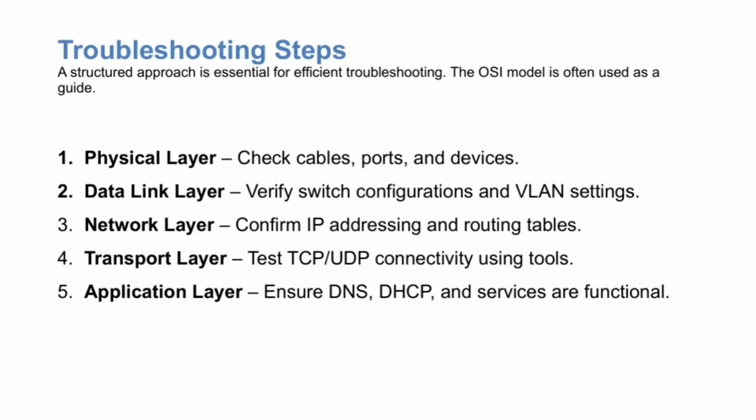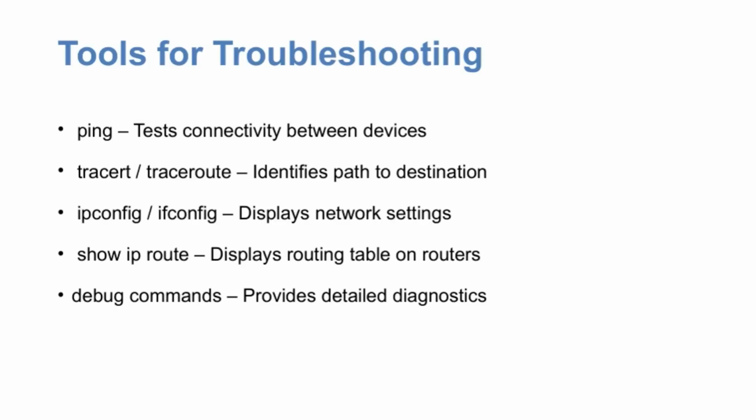Ensuring these services are operational helps confirm that the network is not just physically connected, but also fully functional at the application level. By following these steps systematically, we can efficiently identify and resolve issues, keeping our networks running smoothly and reliably. Let's take a look at some essential tools for troubleshooting network issues. First up is ping. This command is incredibly useful because it tests the connectivity between your computer and another device on the network. If you get a reply, it means the devices can communicate.